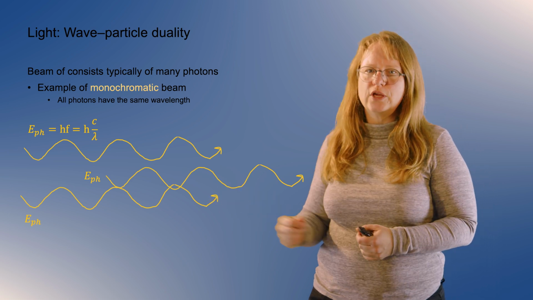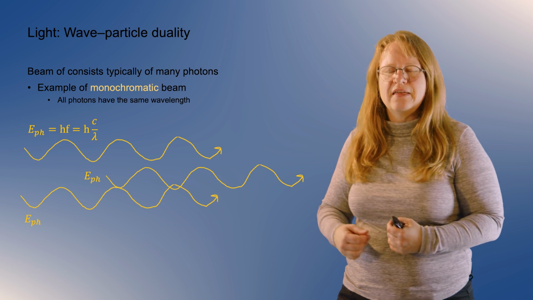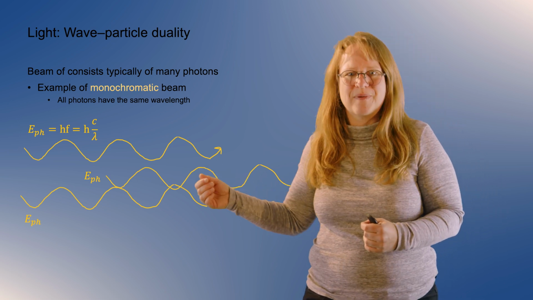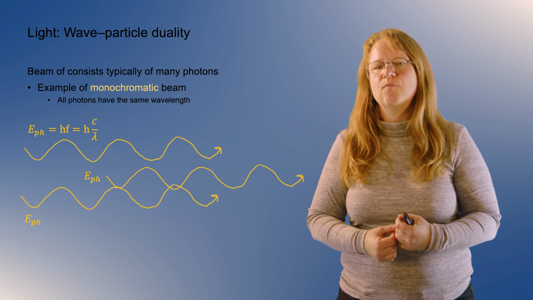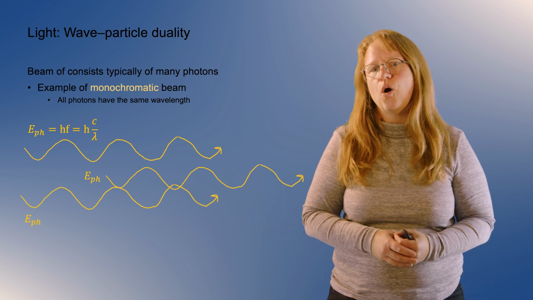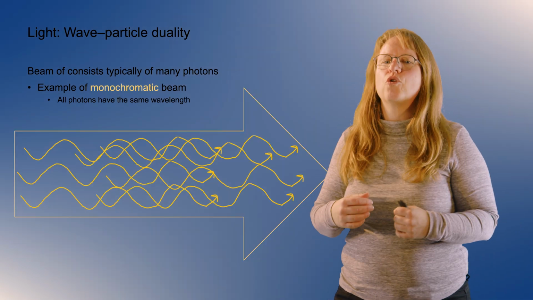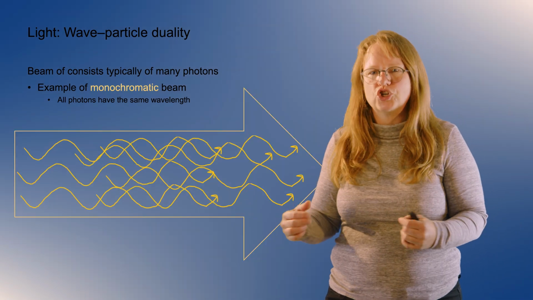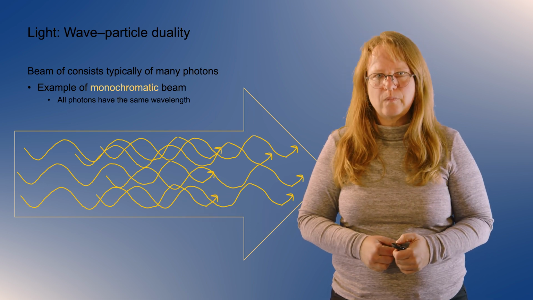The example I'm showing you here is for a monochromatic beam. Monochromatic beam means that what I've tried to show you with my drawing is that all the photons have the same wavelength, shown in orange here. So we have lots of photons and they are all orange, meaning they all have the same wavelength. So we have a monochromatic beam of orange light, for example, in this case here.